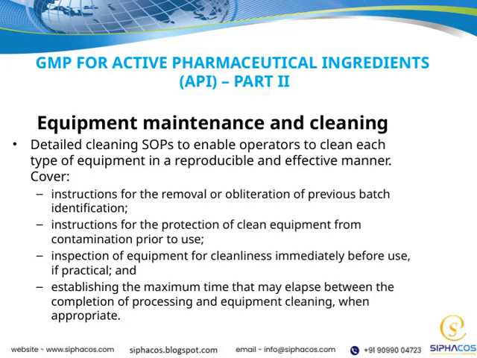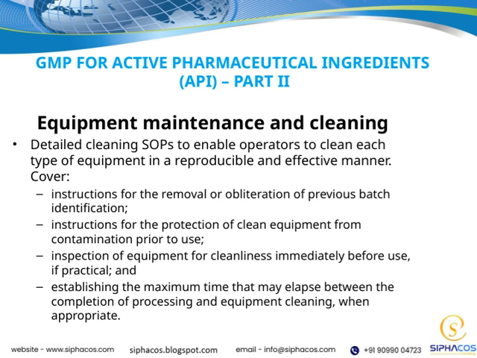Now, let's talk about equipment maintenance and cleaning. It's essential to have detailed cleaning SOPs, or standard operating procedures, in place. These SOPs guide operators on how to clean each type of equipment in a way that is both reproducible and effective. One key point is ensuring that any previous batch identification is completely removed or obliterated. This helps prevent mix-ups and cross-contamination.